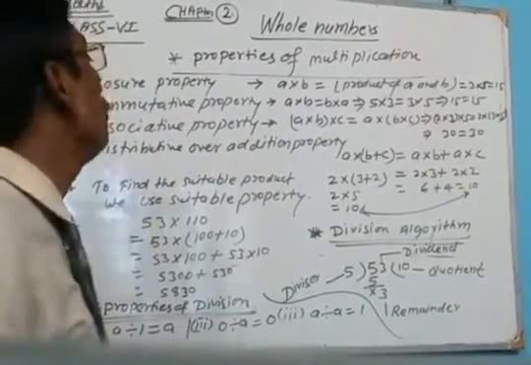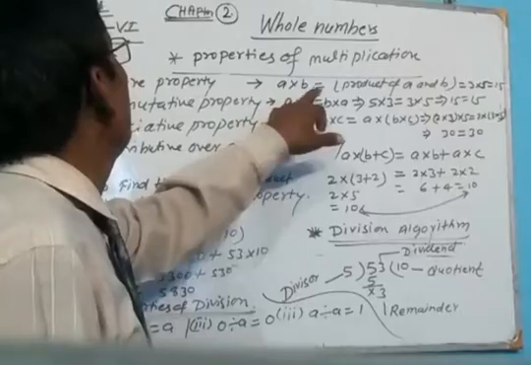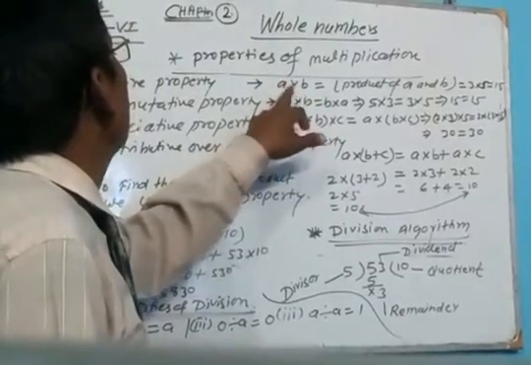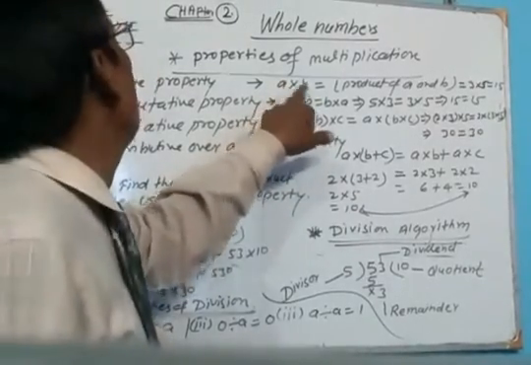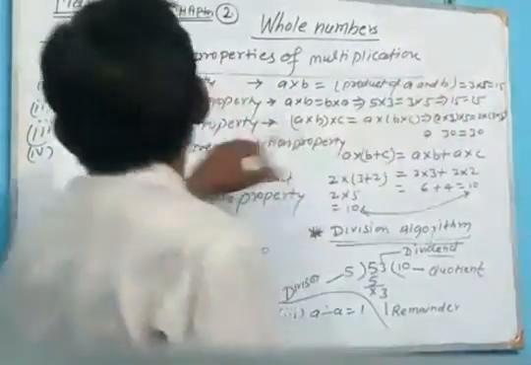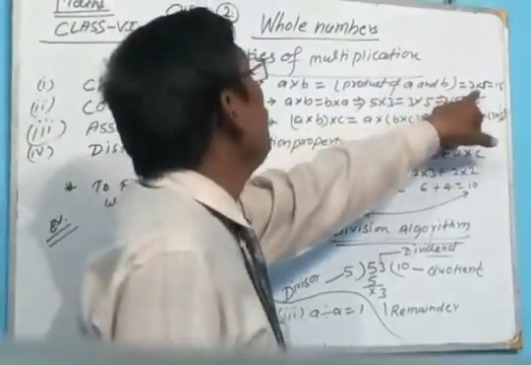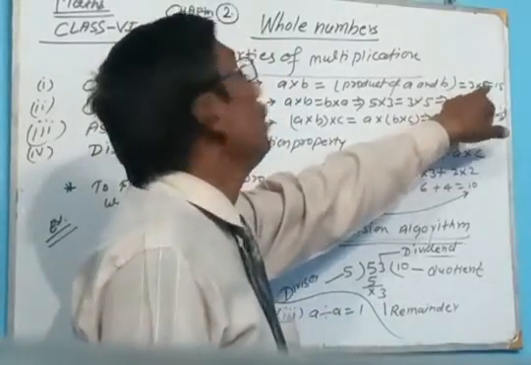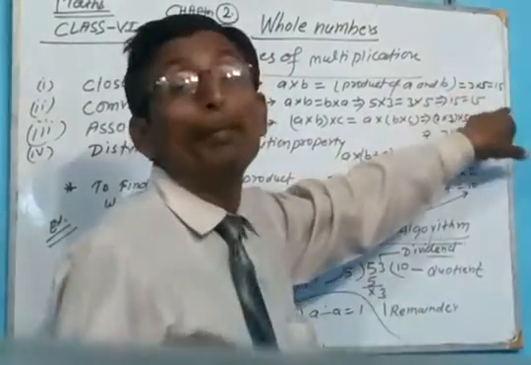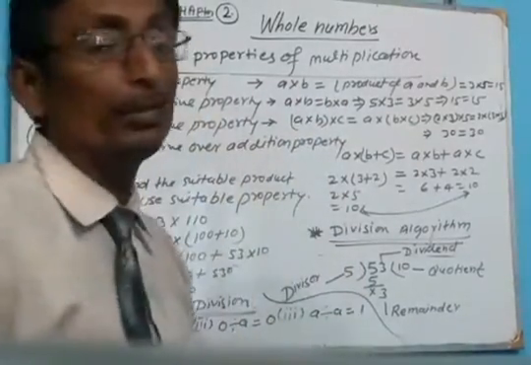If we have two numbers, suppose A and B, and we multiply A by B, we find the product. So it is simply the closure property. That means if we have the example 3 and 5, when we multiply 3 and 5, we find 15. So it is the closure property.